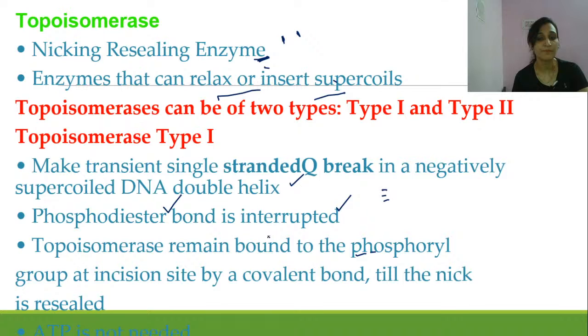Don't forget, in topoisomerase type 1A and 1B, which amino acid is bound to the phosphoryl group? Tyrosine. Tyrosine is bound to the phosphoryl group. For type 1A, it is bound with the 5' phosphoryl, and for type 1B, it will be bound to the 3' phosphoryl group of the nucleotide.